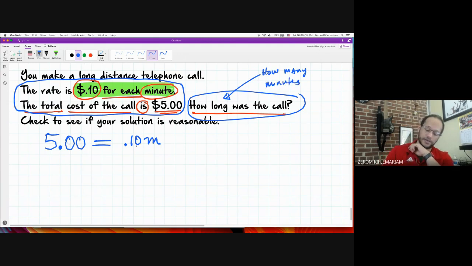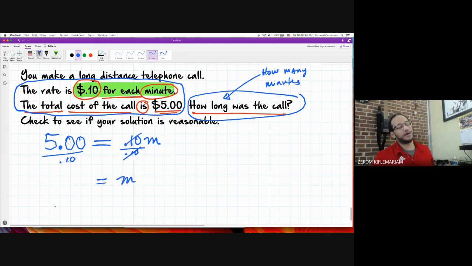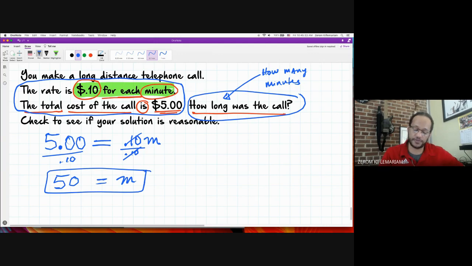So in other words, I can go ahead and divide it by 0.10. You can use your calculators, or if you want to think about it, a dollar has how many dimes? It would be 10. You have 10 of them. $2 would be 20, $3 would be 30, $4 would be 40, and $5 would be what? 50 minutes. So the person spoke for 50 minutes at the rate of 10 cents, and that would be the right way to write the question.